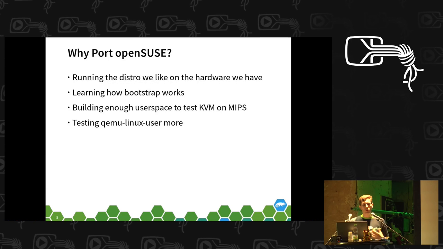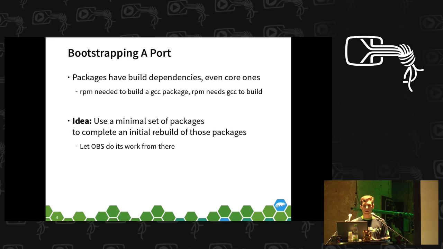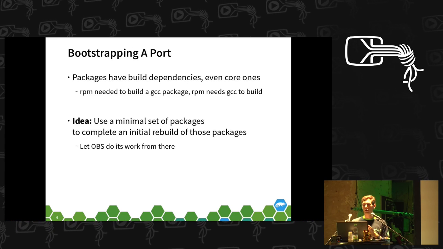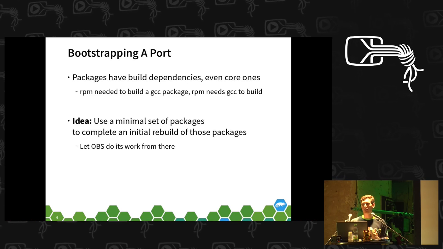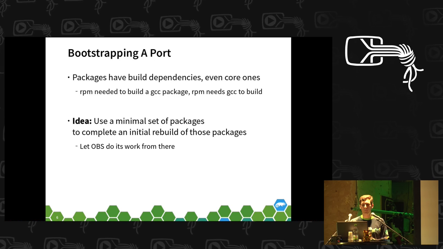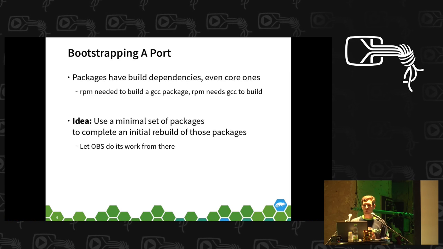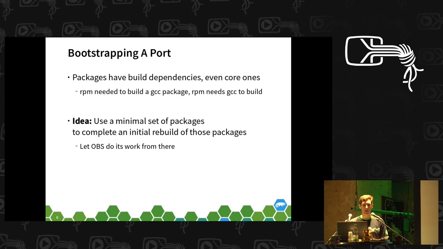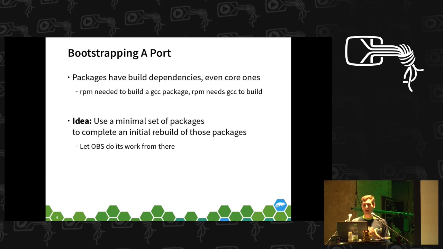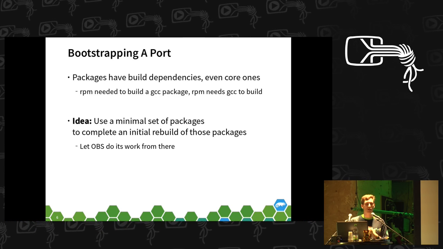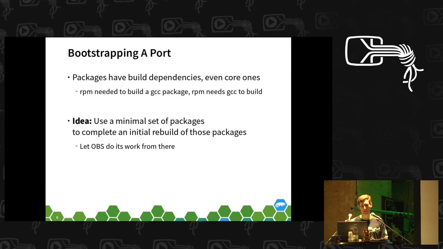When we're talking about bootstrapping a port, bootstrapping openSUSE, this refers to when we want to build a particular package, and I'm assuming that most of you have a rough idea about packaging regular packages for openSUSE. If you take a look at a package such as RPM, then that package too has dependencies such as GCC and probably even more, whereas GCC once again depends on RPM for packaging the actual build results, so we have cyclic dependencies between individual packages.